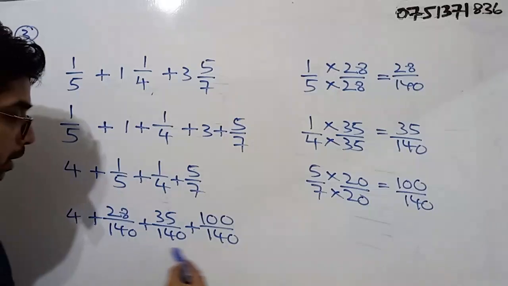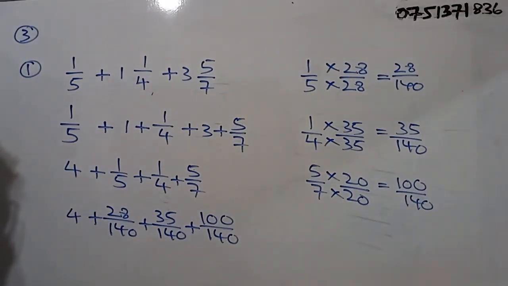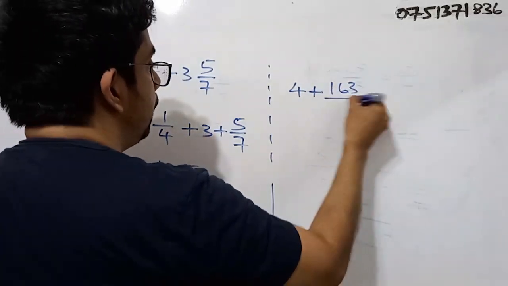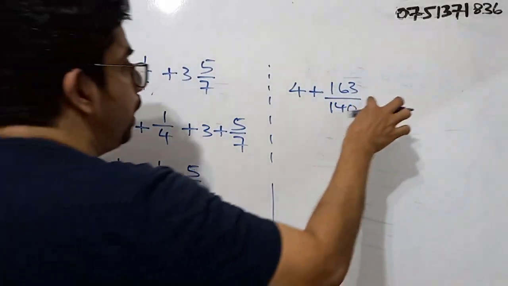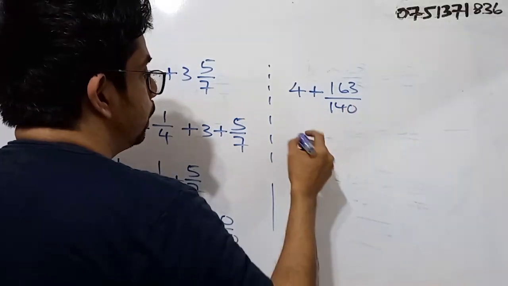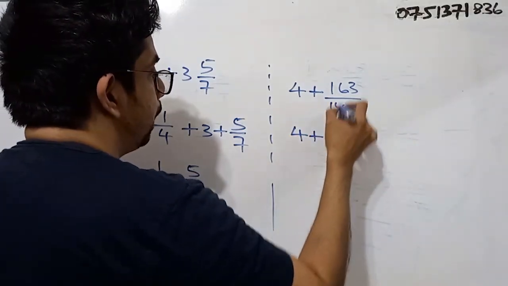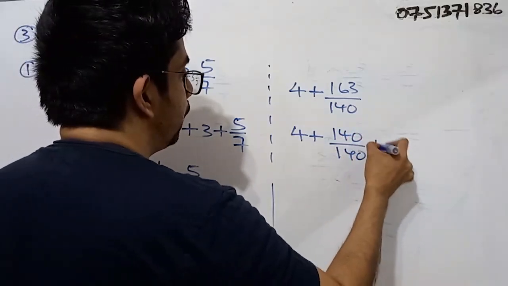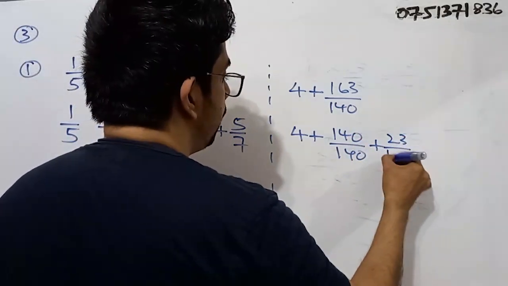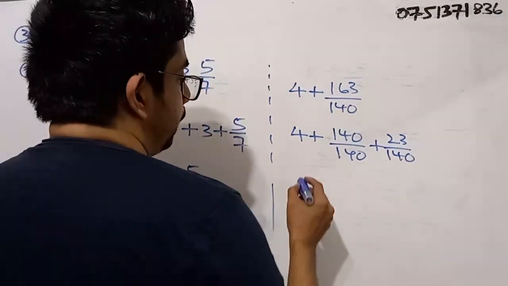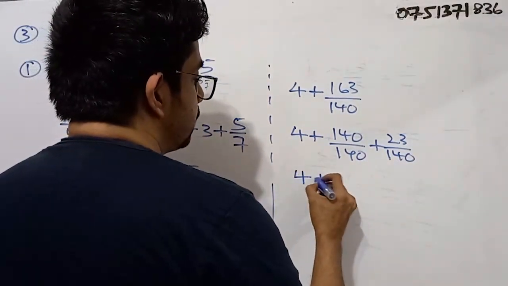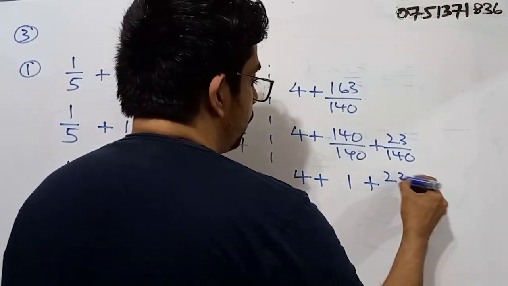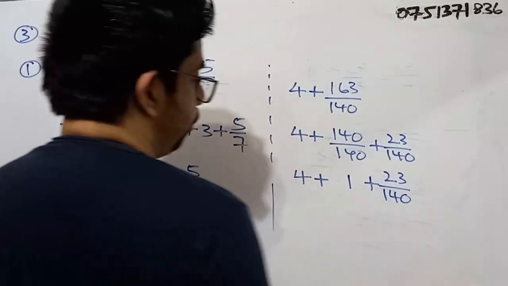Right. Then I can simplify these three fractions a bit more. So what will I get? 4 plus 163 by 140. Now we can further simplify this, right? So 4 plus, I can rewrite this fraction as what? 140 by 140 plus 23 by 140. Right. So 4 plus 140 by 140 means what? 1 plus 23 by 140.